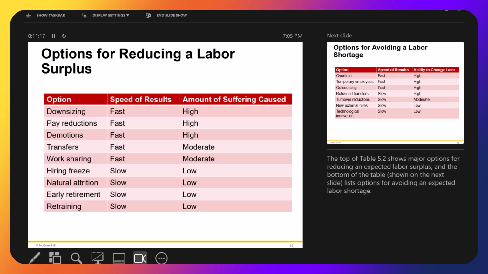Options for reducing a labor force, reducing labor surplus. One of the ways you use is downsizing. Speed of results is fast.